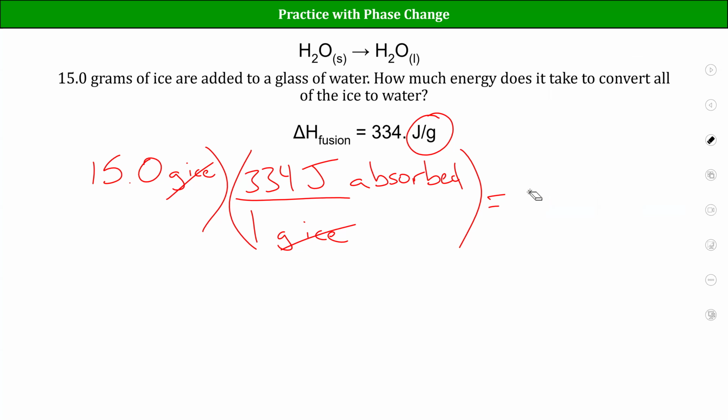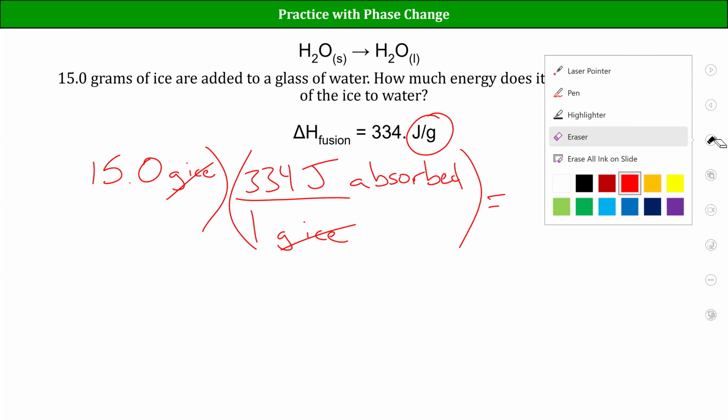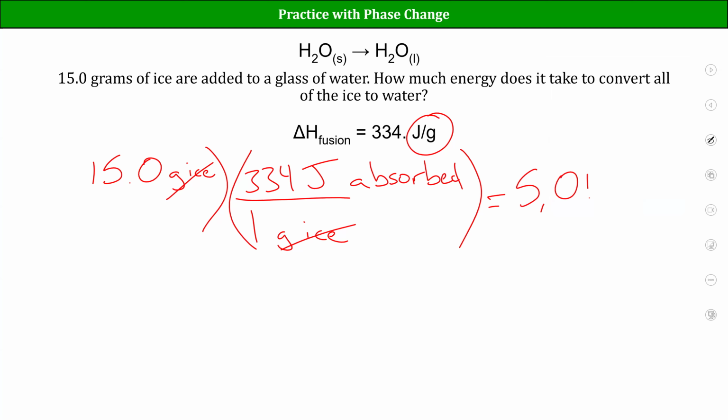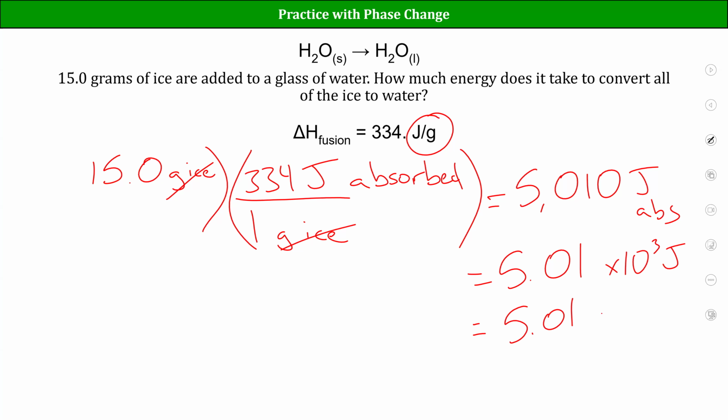How much is it, Carmen? 5,010. 5,010. We only get to keep 3 sig figs, which means we have to do it in scientific notation. We should be getting good at that by this point, right? 5.01 times 10 to the 3 joules. Or it's an even factor of 1,000, right? Which means we can put it in kilojoules pretty easily.